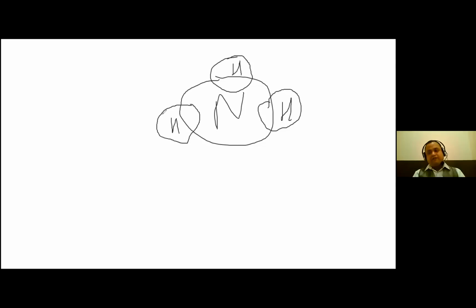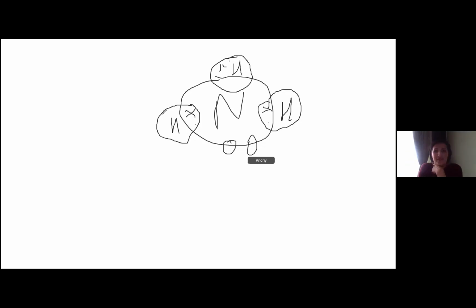Cross and dot. If they share, then it's like this, a cross and a dot. Here also, and here also, cross and dot, but here they don't share, so there are two dots, like this. Yes, absolutely right. Very good, very good.